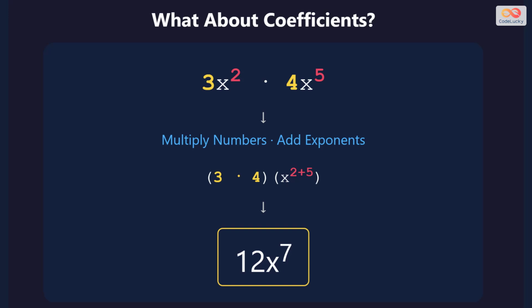Things get a little more interesting when you have numbers in front, called coefficients. For example, 3x squared times 4x to the 5th. Here, you must treat the coefficients and the exponents differently. You multiply the big numbers, 3 times 4 is 12. Then, you add the exponents, 2 plus 5 is 7. So the result is 12x to the 7th.